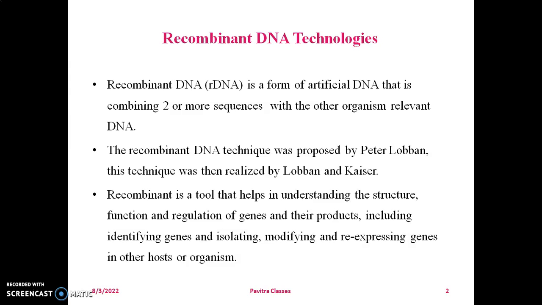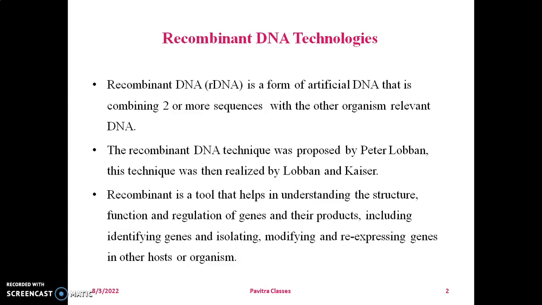So the other organism's DNA, the foreign DNA, we are injecting into the host cell, and we are changing the gene sequence. We are manipulating or altering the gene sequence of the host cell, and we are again injecting it into the same host cell, and then it will multiply with the cloning procedures.